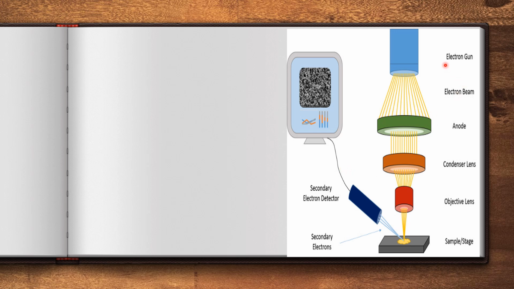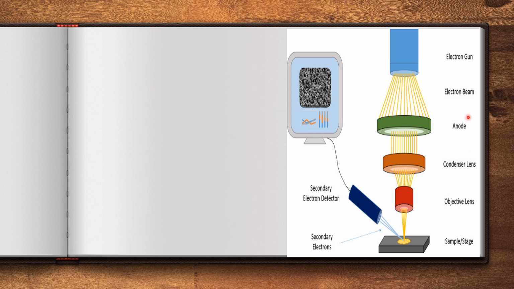And again, just observe, here it is the electron gun, anode, condenser lens, objective lens, sample or the specimen and its base, and the secondary electron detector. It is one of the very simple methodologies. But we should understand each and every component's role in getting the image.